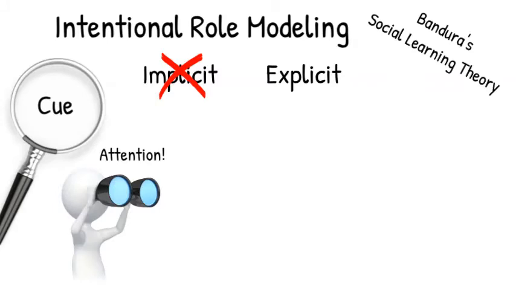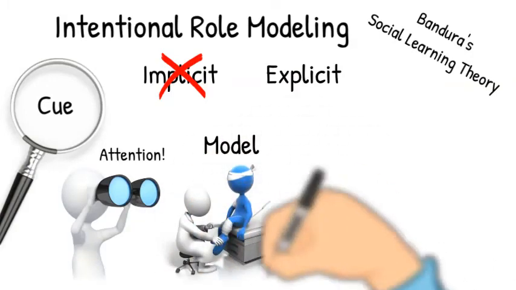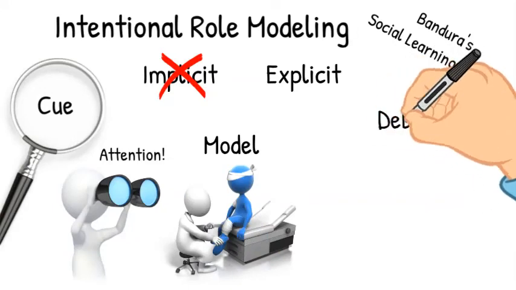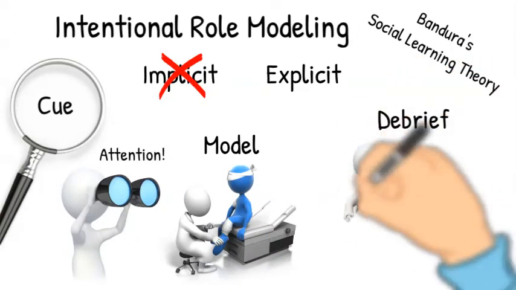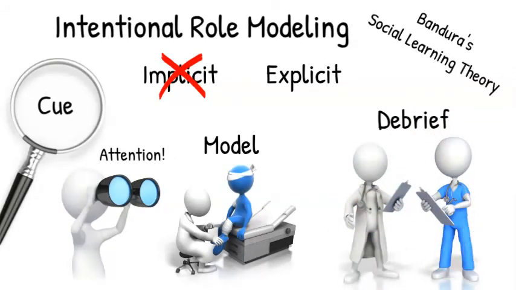The second step is to model the behavior. Now that the learner knows what to be watching for, the teacher models the behavior in a real-world context. The final step is the debrief. Here is where you ask the learner what they observed. It allows the instructor to correct any misconceptions and also helps reinforce the learning.